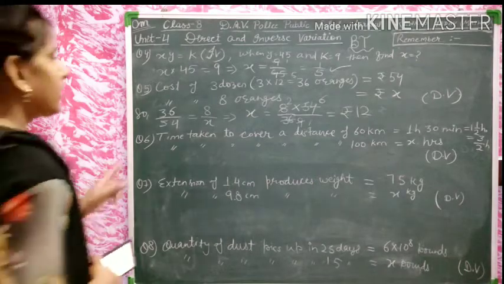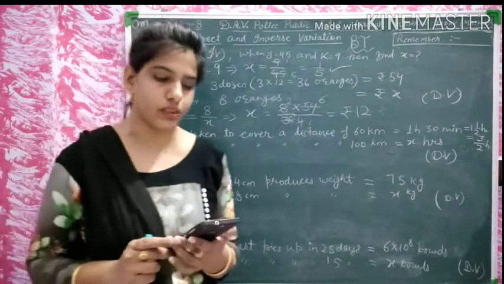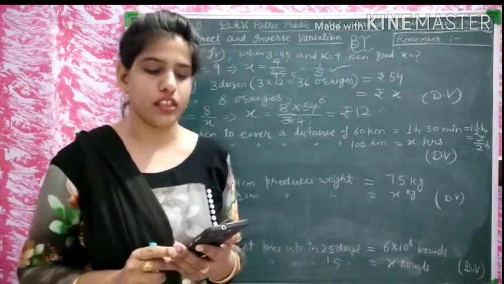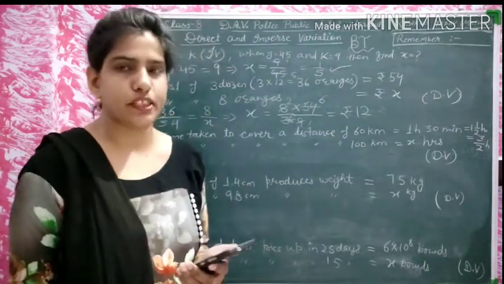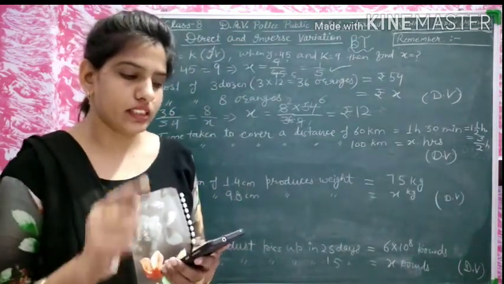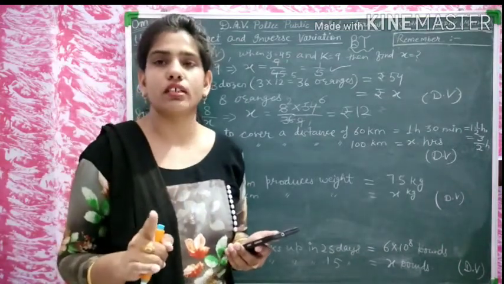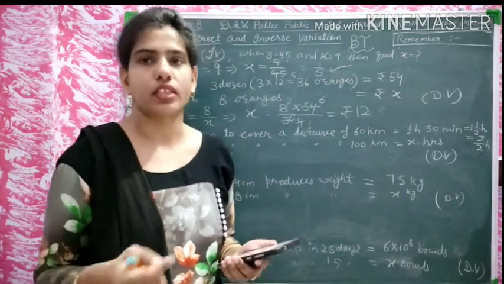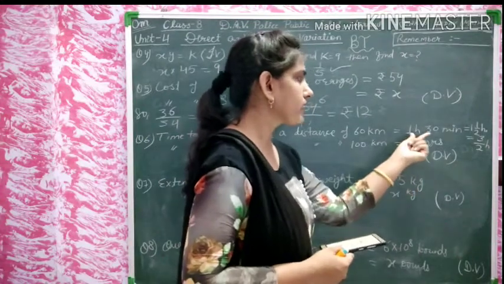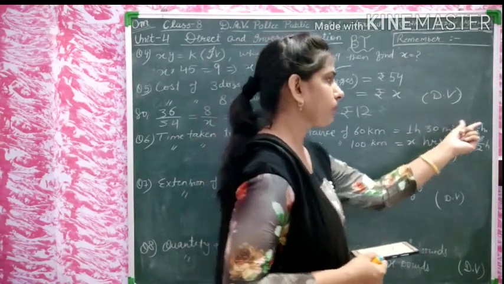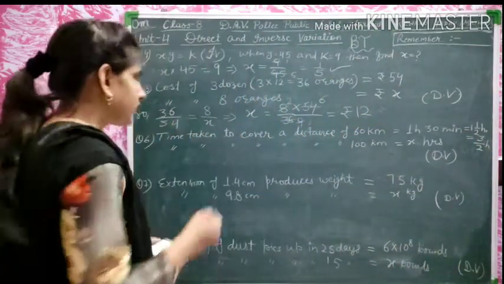question number 6. Time taken. Question number 6 is given here. A car travels 60 km in 1 hour 30 minutes. How long will it take to cover a distance of 100 km at the same speed? Speed is same. It means the 60 km distance is covered in 1 hour 30 minutes. It means 100 kilometers distance is covered in more time. Then there is direct variation. So in this question also there is a direct variation. There is given here 1 hour 30 minutes. It means 1.5 hours and 1.5 hours is 3 by 2 hours.